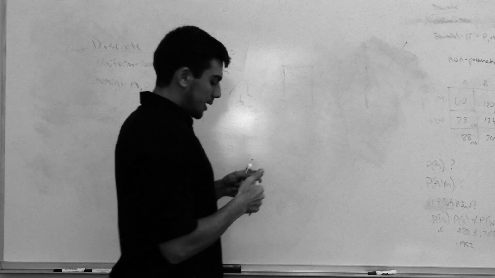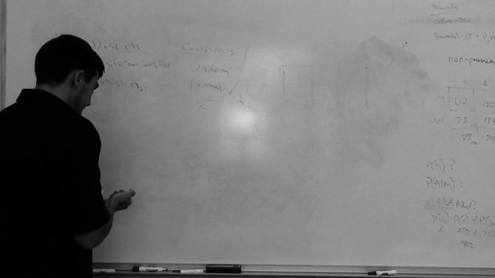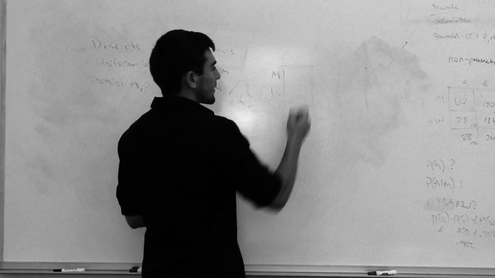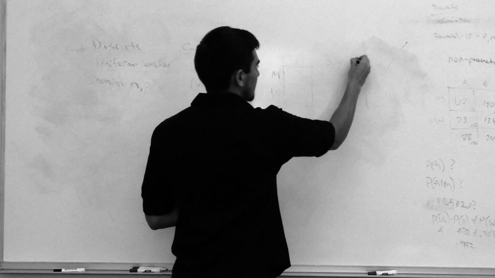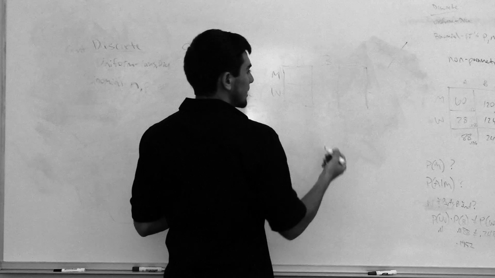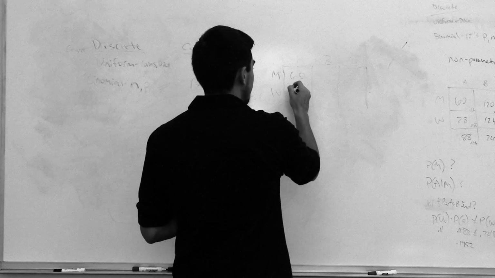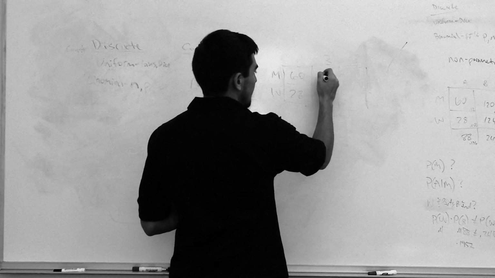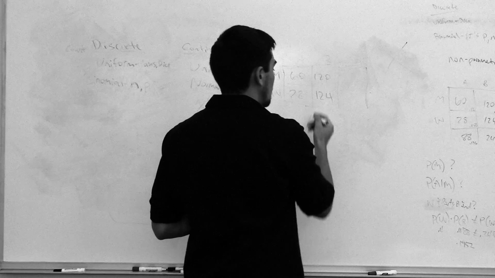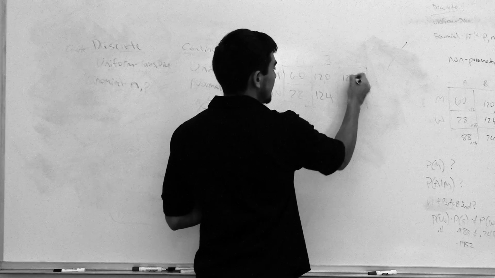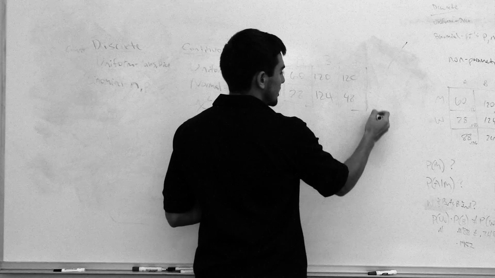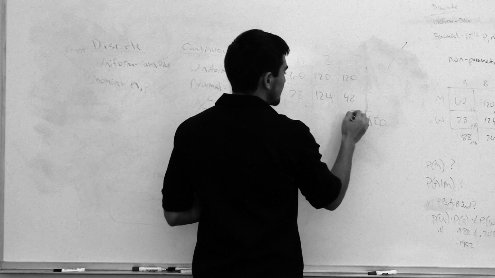This one they're talking about the number of people that are in each political party, given you're a man or a woman. So you have the men up here, the women down here, and you're either in political party A, B, or C. So, they tell me that there's 60 men in party A. There's 28 women in party A. There's 120 men in party B. There's 124 women in party B. 120 men in party C, and 48 women in party C. And this comes out to, trust my math, 500 total people in all of these.